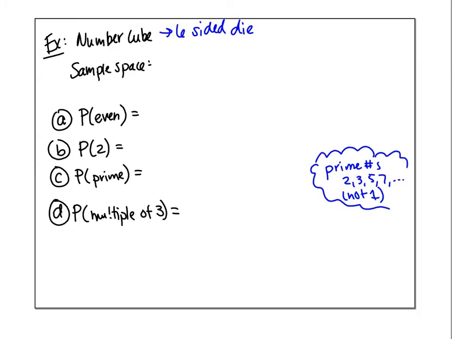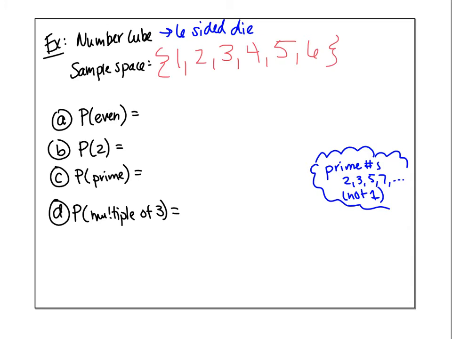Alright, so now we're going to do a probability with what they call a number cube. When you see that in your directions, that's just another name for a 6-sided die. The first thing we want to do is write out the sample space. So the sample space for a 6-sided die would be 1, 2, 3, 4, 5, 6. Those are all the possible outcomes from a 6-sided die. So we're just going to look at these different probabilities next.